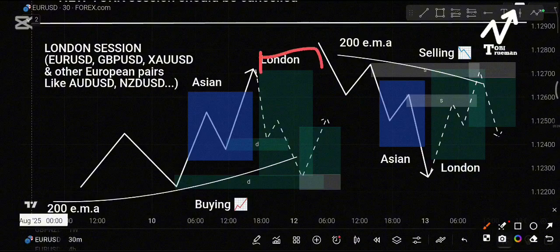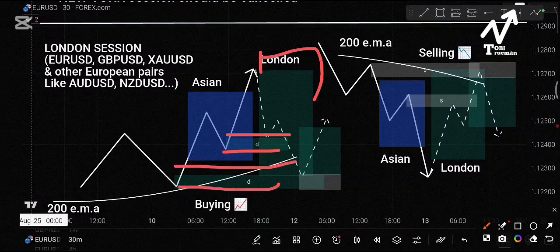Now let's assume that the London session is about to start, and during the Asian session we have a demand zone inside that Asian session, and then below the Asian session we have another demand zone. Between this first demand and the second demand, which one are we going to use, or which one will have more probability of playing out?